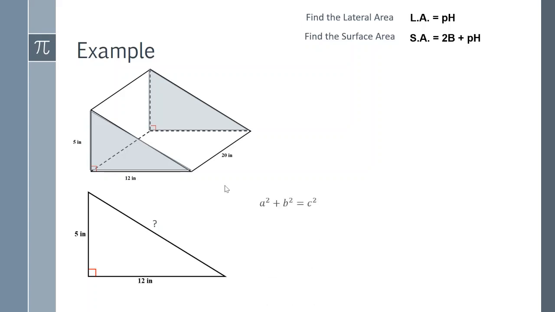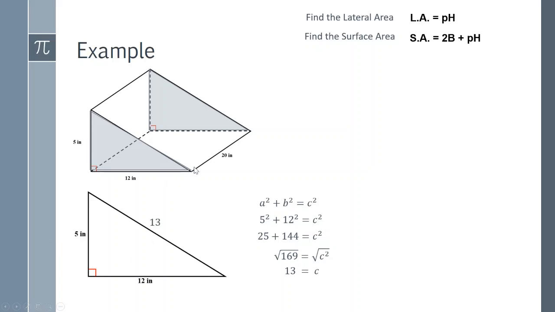So we're going to apply the Pythagorean theorem here. A squared plus b squared equals c squared. We know the a and b are 5 and 12 because they form the right angle. So 5 squared plus 12 squared gives us 25 plus 144, which is the square root of 169. So that means that hypotenuse is 13. So now we have all the information we need in order to find both the perimeter of this base and the area of that base.